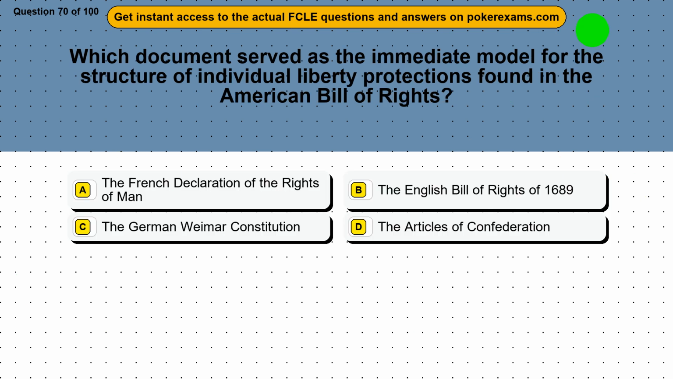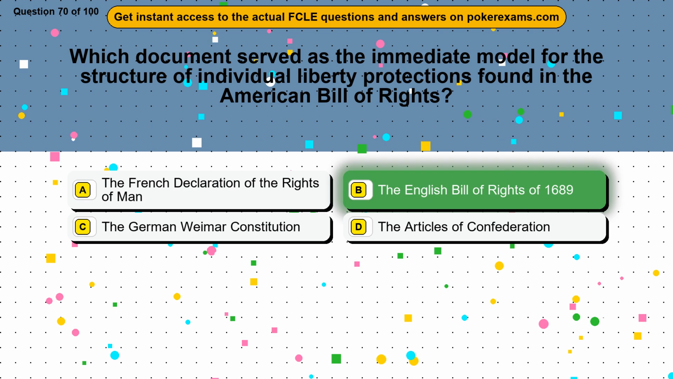Question 70. Which document served as the immediate model for the structure of individual liberty protections found in the American Bill of Rights? Option A, the French Declaration of the Rights of Man. Option B, the English Bill of Rights of 1689. Option C, the German Weimar Constitution. Option D, the Articles of Confederation. The correct answer is option B, the English Bill of Rights of 1689.